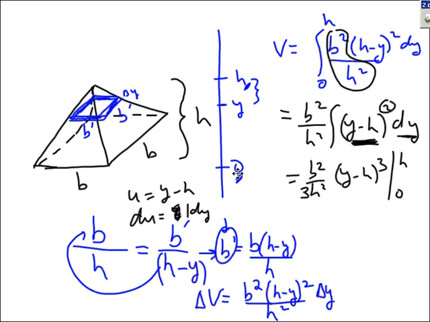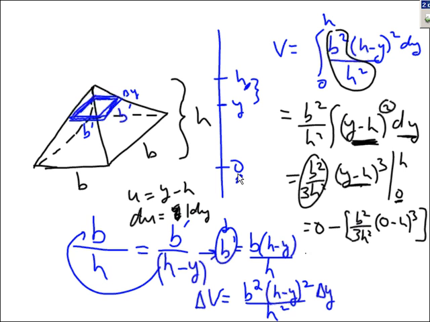I'm going to think why this doesn't seem to be working. Oh, okay, it's working. So now, when I plug h in for y, I get h minus h, which is 0, cubed, which is 0, times the number in front. It's 0. Minus, now when I plug 0 in, I get b squared over 3h squared times 0 minus h cubed.